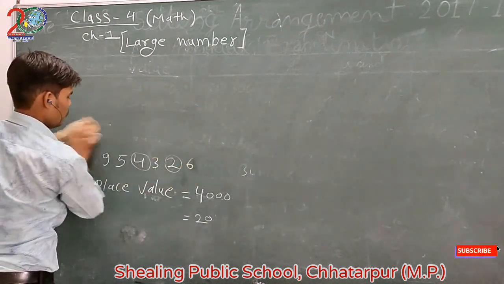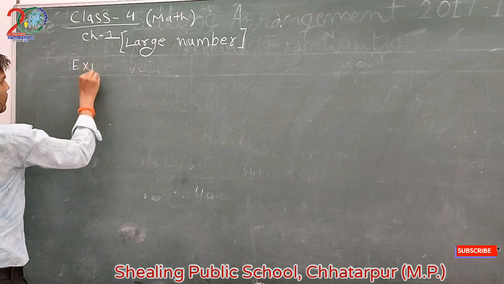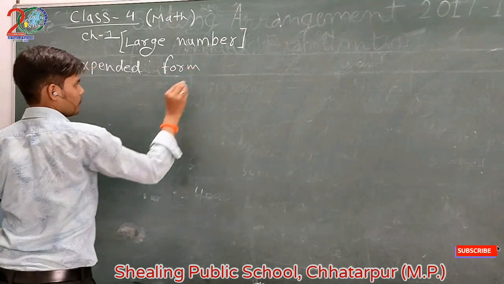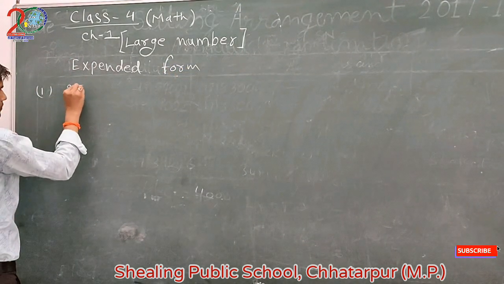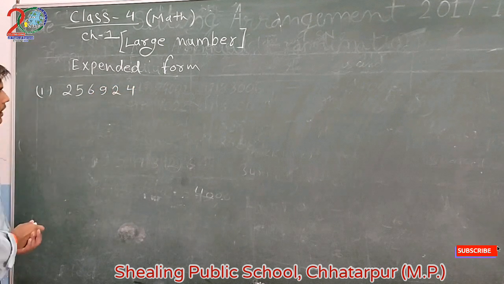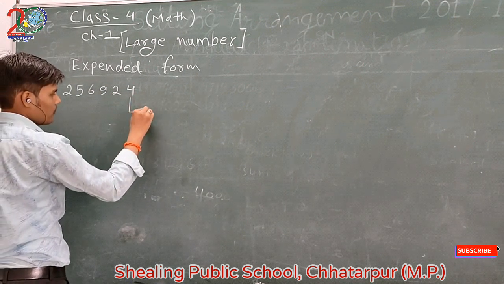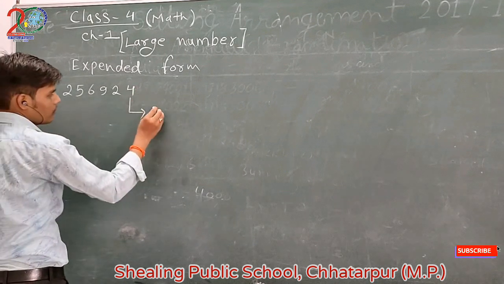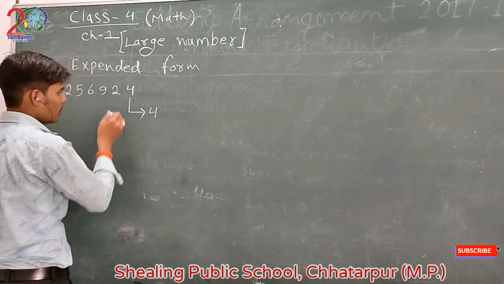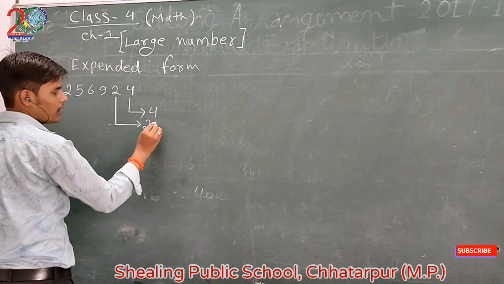After that, expanded form. Okay, expanded form of the number. So how can we write down the expanded form of the number? First we take the ones digit. Here is 4. So it's a ones value. So we put 4. After 4, no digits, so we don't put any 0 there. Then 2. After 2, 1 digit. Here we write down 2 and one 0.